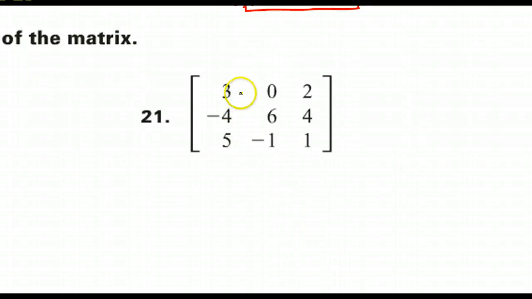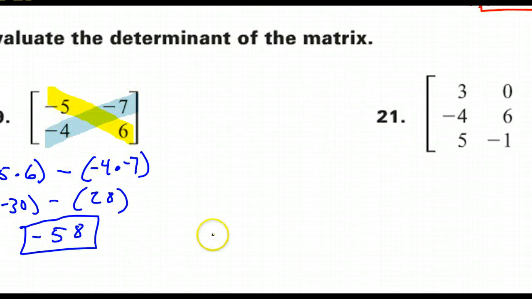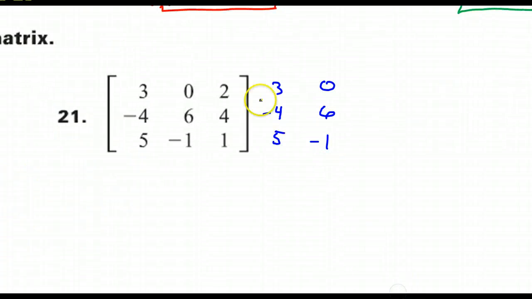Finding the determinant of a 3 by 3 matrix takes a little bit more doing. This is the one where we have to recopy the first two columns. So over here I'm going to have 3, -4, and 5. And then I'm going to have 0, and 6, and -1. Now, we're still going to do down diagonal minus up diagonal, but this time there will be 3 of them.